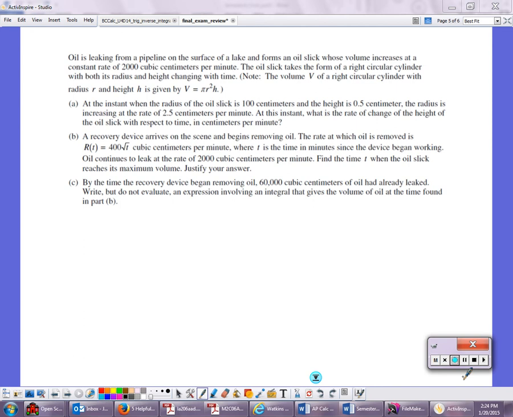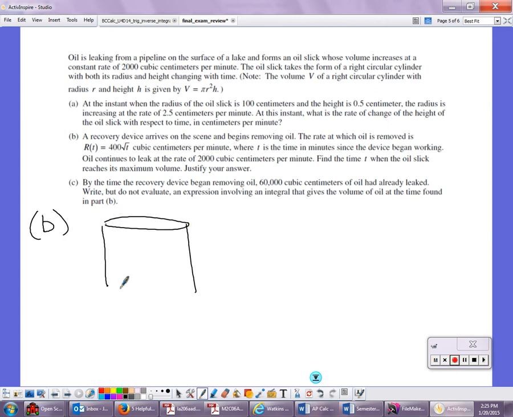Justify your answer. Okay, so this is part B, and you have to use your intuition a little bit on this. I'm going to make the cylinder here, our oil spill, look a little bigger than it really is. If you think of the spill this way, there's a certain amount of oil going into it, and we know that's 2,000 centimeters per minute. Remember, we talked about this in the first part. That's a constant rate. It's always 2,000 centimeters per minute. It doesn't vary with time.